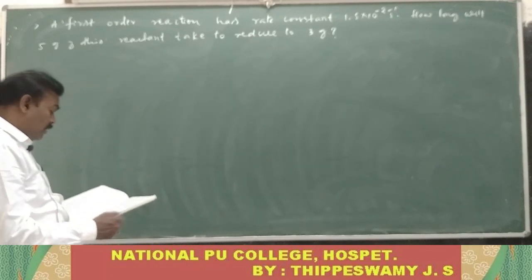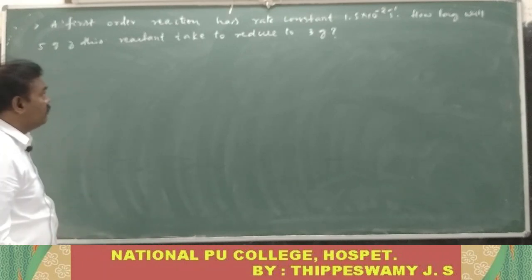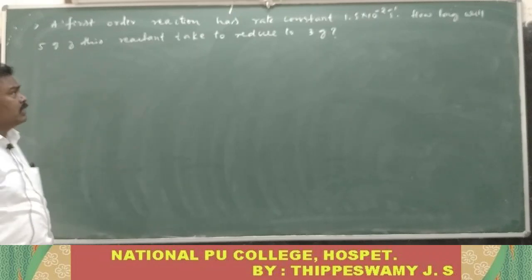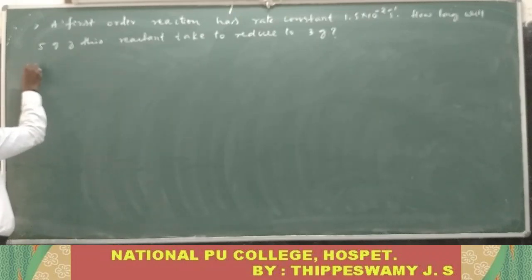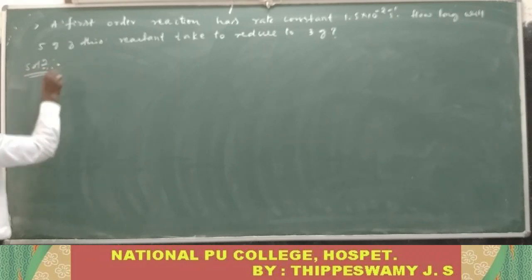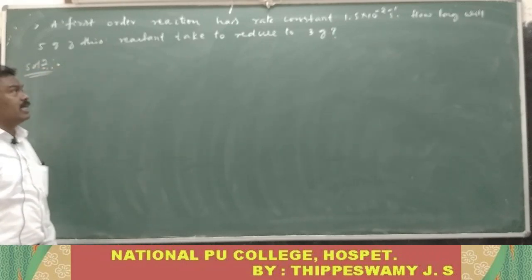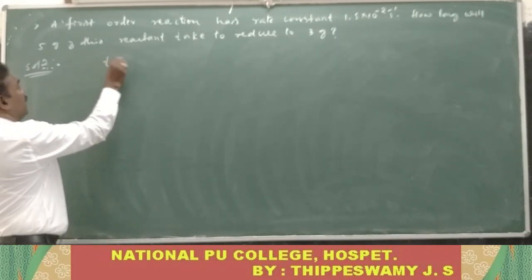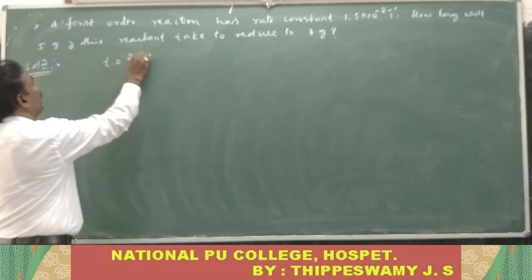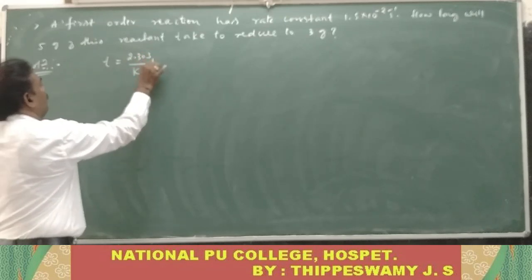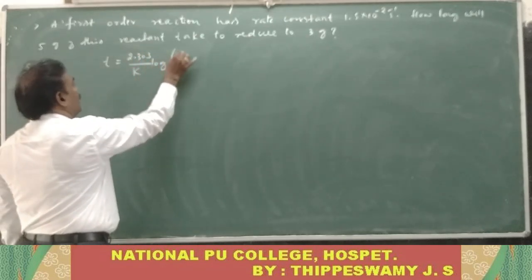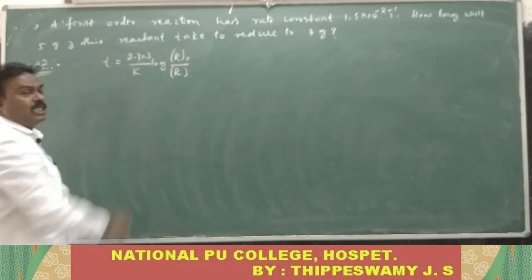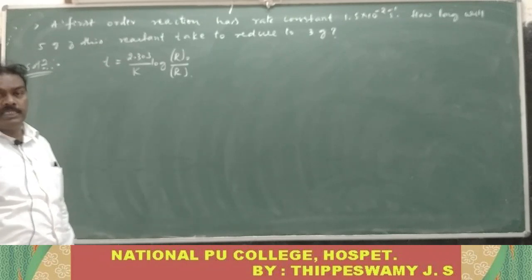Okay. Now what I am telling is, the rate constant is already given, that is K is already given here. You have to find how long 5 gram of this reactant will take to reduce to 3 gram. Can you tell me now the formula? Time t is equal to 2.303 divided by K into log of R naught divided by R, we can write, or it may be A divided by A minus X also we can write, both are the same. Is it not?